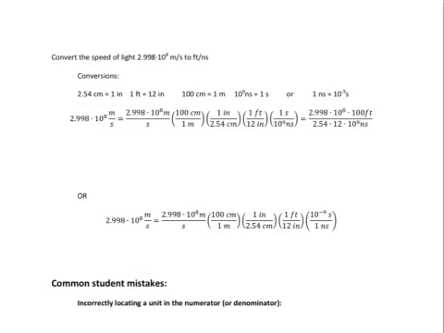Here's another somewhat complicated example. I want to convert the speed of light, which is 2.998 times 10 to the 8th meters per second, into the unit of foot per nanosecond.